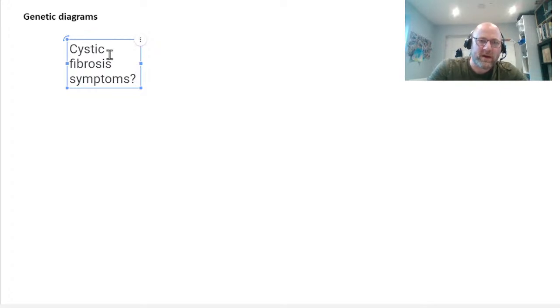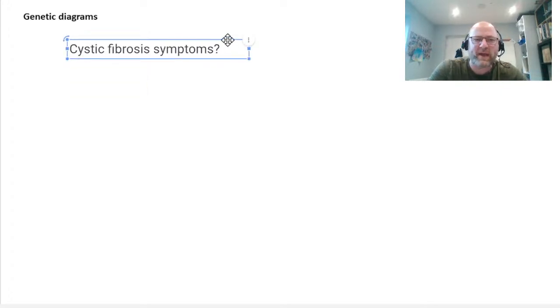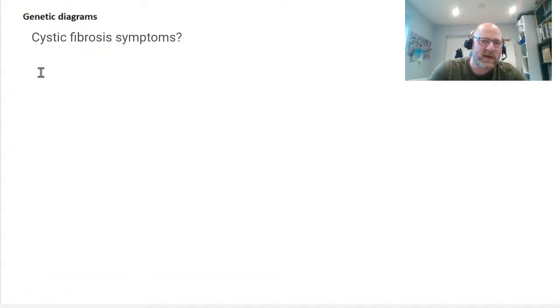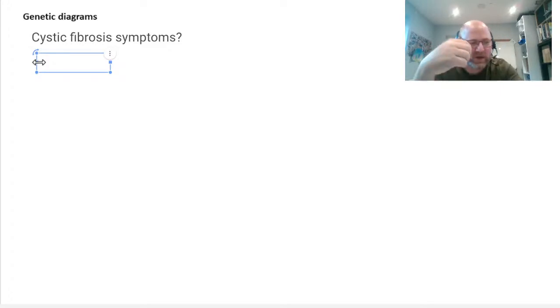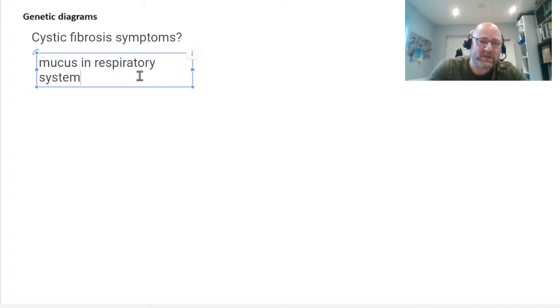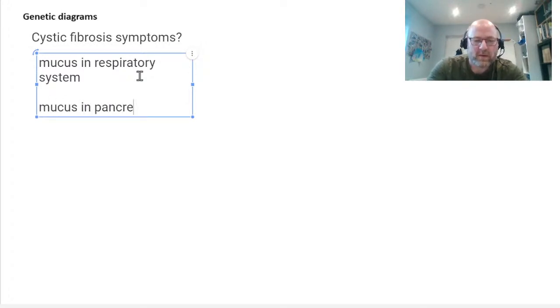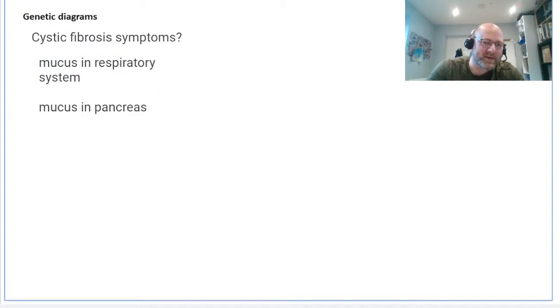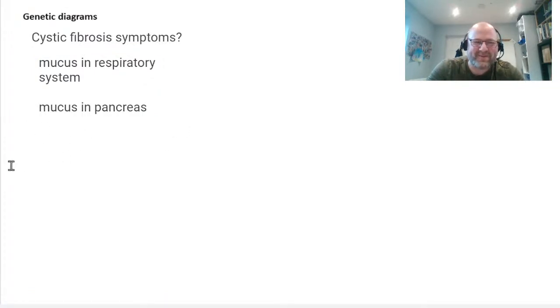Oh, by the way, you guys need to know the symptoms of cystic fibrosis. Potentially, if you're doing AQA, you need to know the symptoms of cystic fibrosis. Anybody know the symptoms? Yeah, it is a disease of the cell membranes. Good. Mucus. Mucus in the respiratory system. You've got a buildup of mucus in the pancreas as well. Cool.